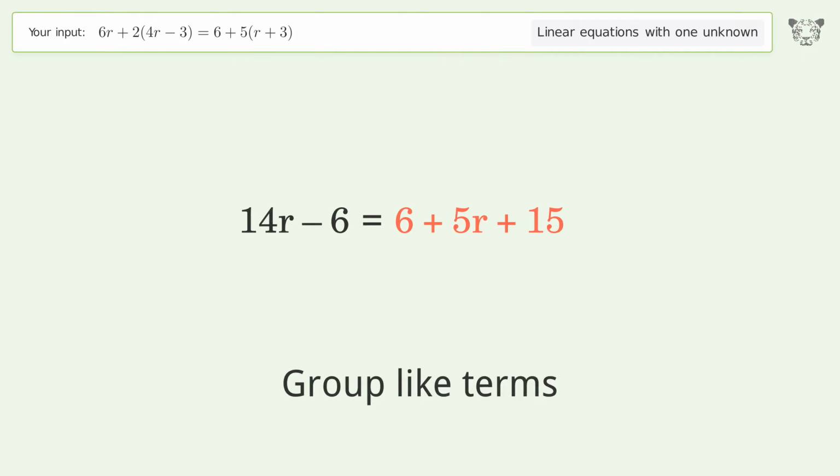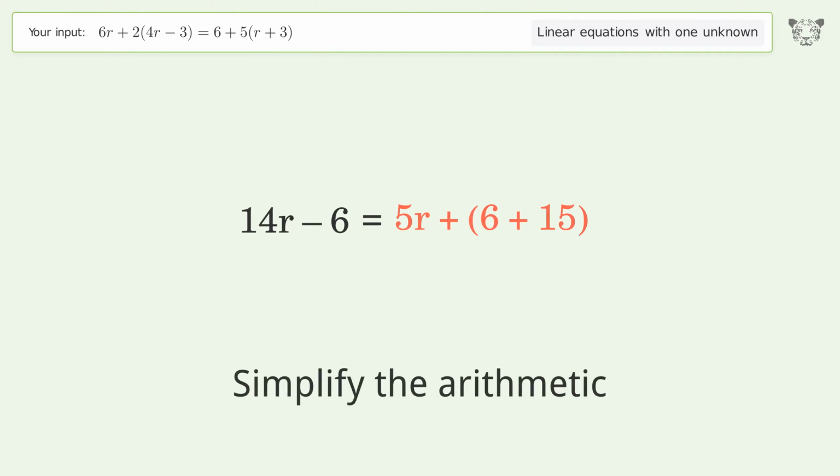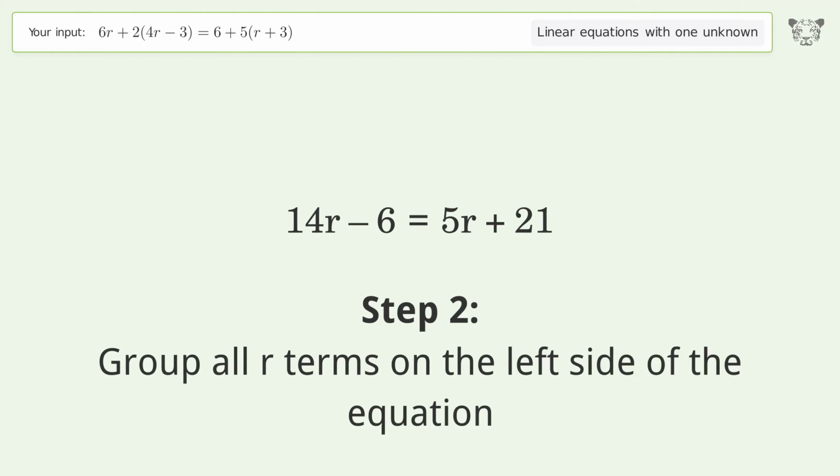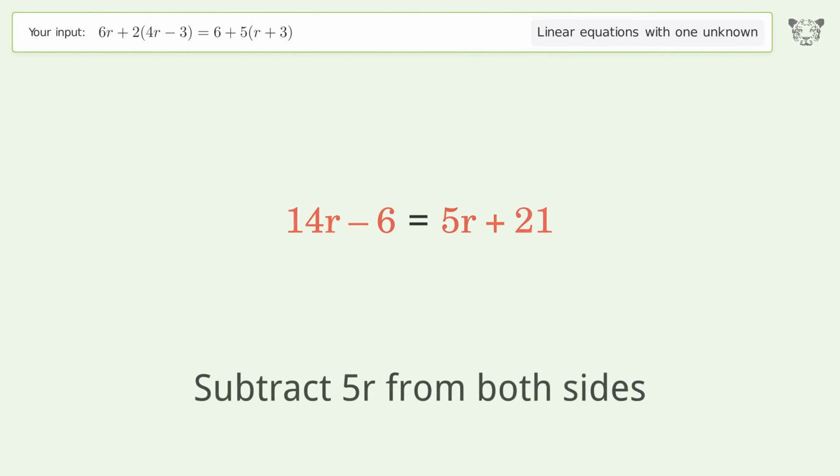Group like terms. Simplify the arithmetic. Group all r terms on the left side of the equation. Subtract 5r from both sides.